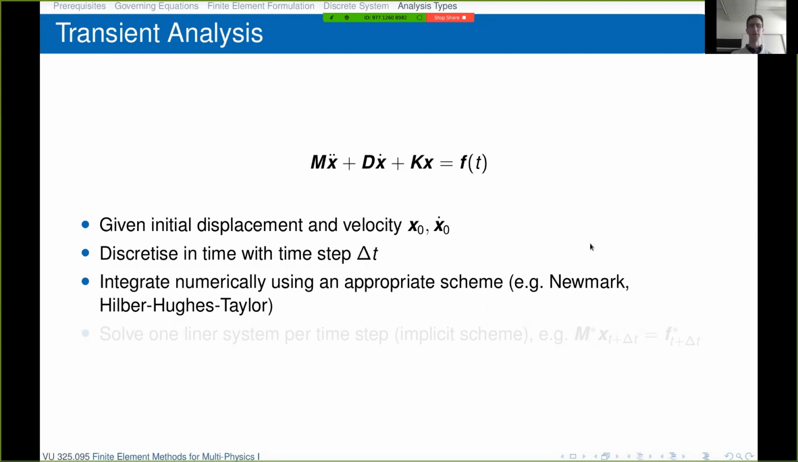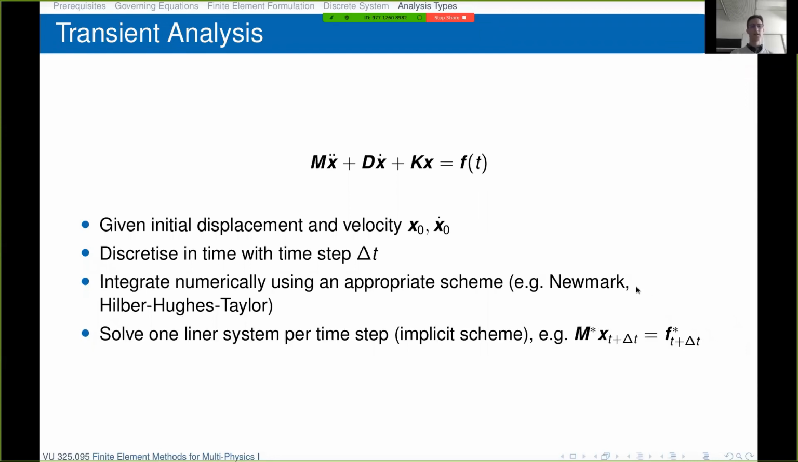The derivation of both schemes is very similar to what we've done for heat conduction, and is not the main focus of this course. So essentially, you should know that we have to solve one linear system per time step if we apply an implicit scheme, which is recommended due to stability considerations. So we have to solve a new linear system for every time step and then compute the next one for the next time step.